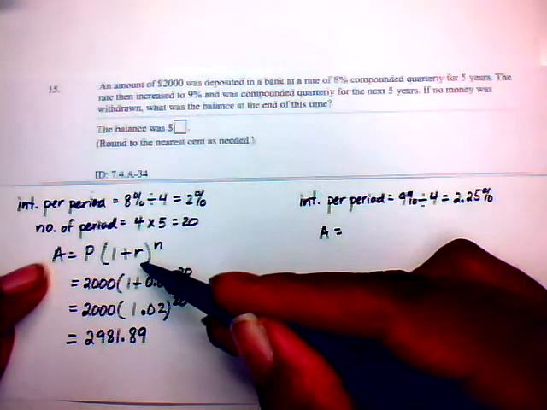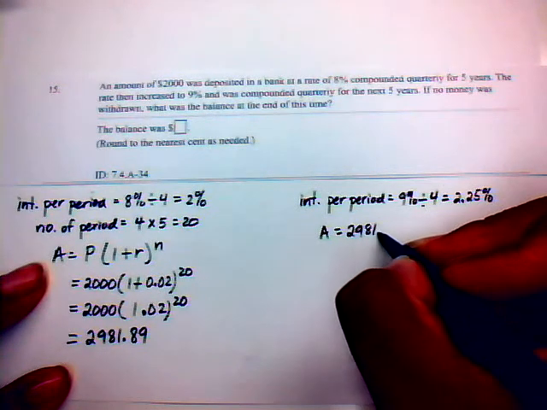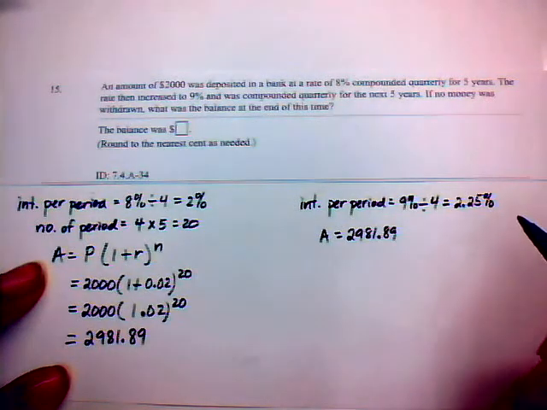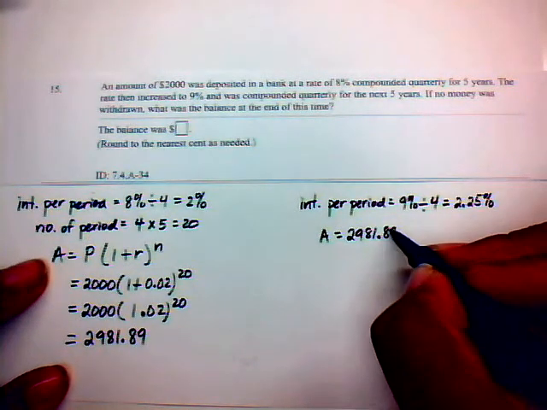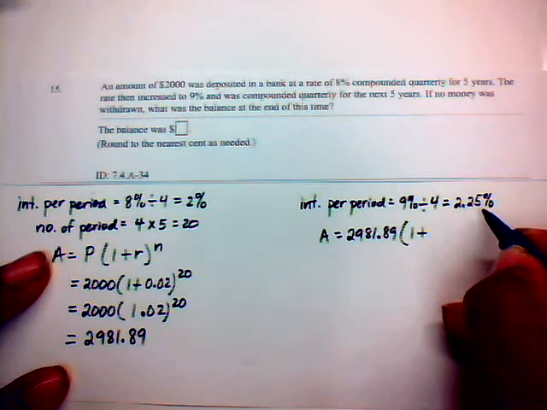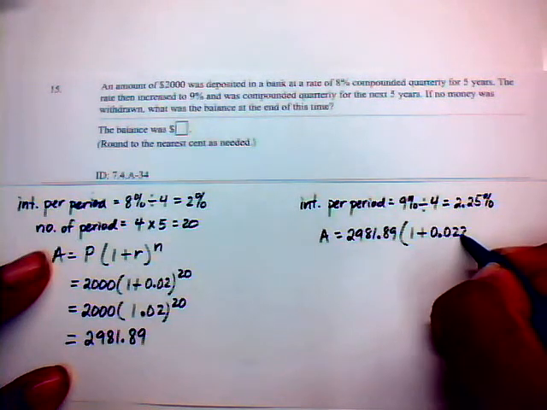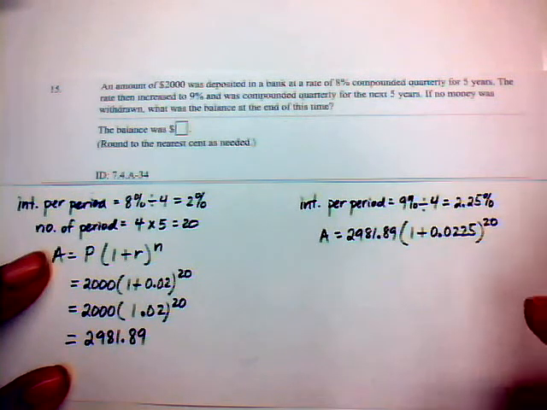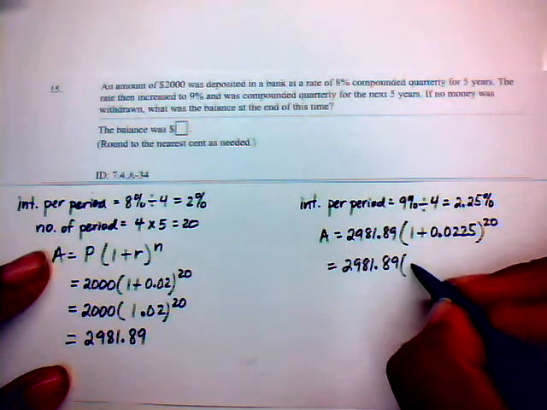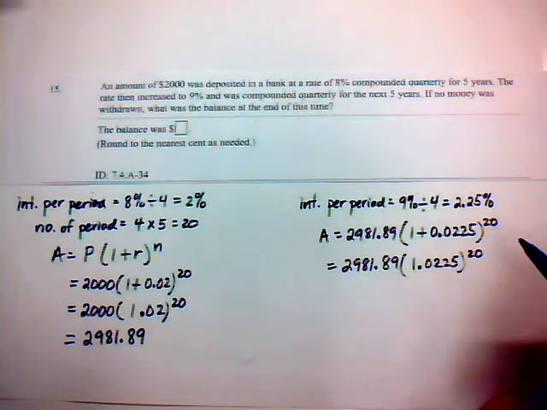I'm still going to use this formula, but this time I'm going to use the $2,981.89, because that's now the new principal that I had at the end of the first 5 years when it was compounded quarterly at 8%. Times 1 plus R, 2.25%, that's your interest rate. As a decimal, it is 0.0225, and that's raised to the 20th power. So now you get $2,981.89 times 1.0225 raised to the 20th power.